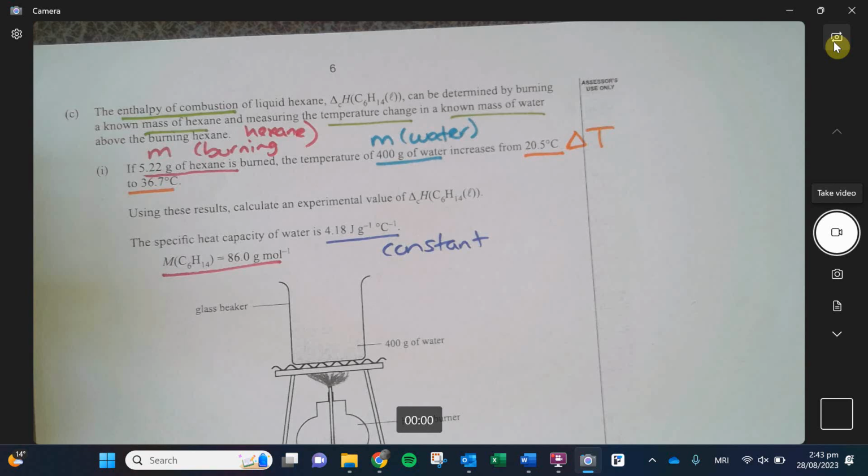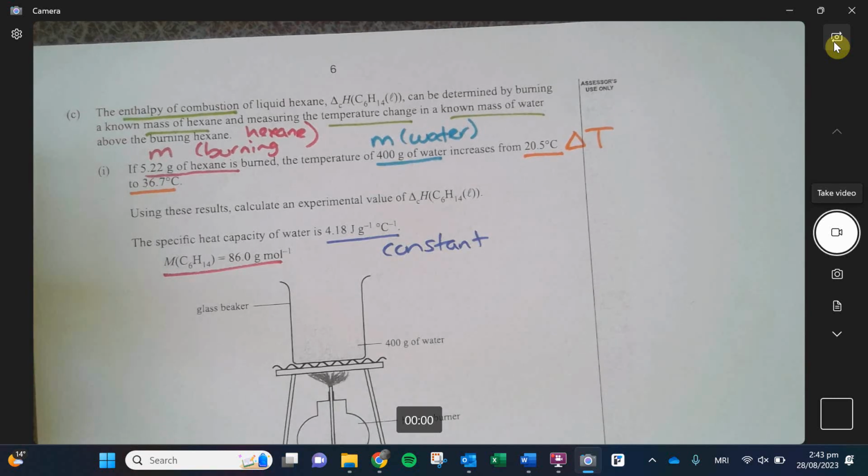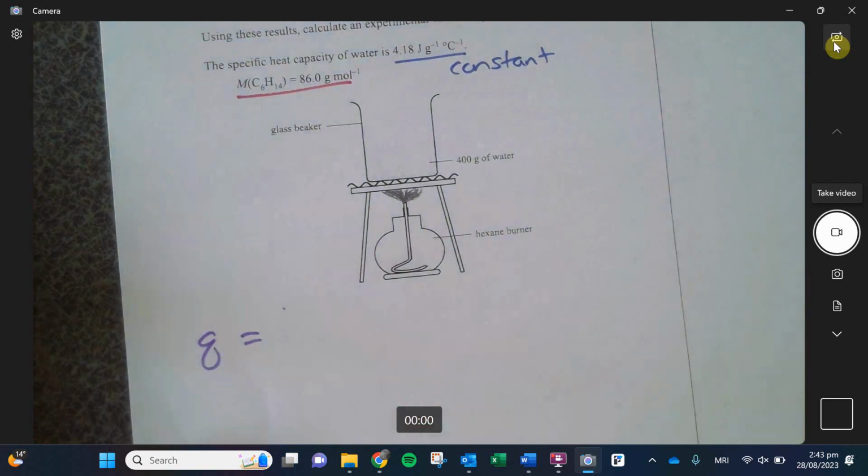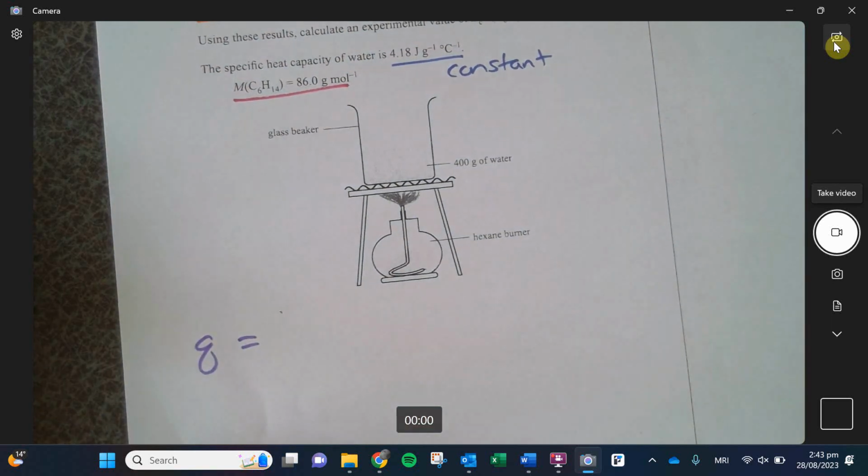There will be two equations you will need to use for this question. Keep in mind that both of these equations will be given to you in your resource booklet, so you do not need to memorize them. The first equation is looking at the energy that is involved in the temperature change of the water. That is known as my Q value. So Q is going to equal the mass of the water.